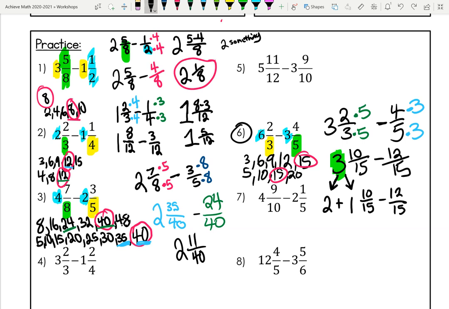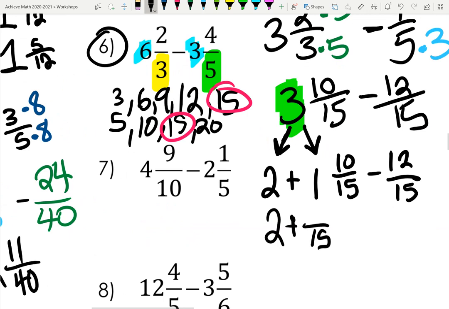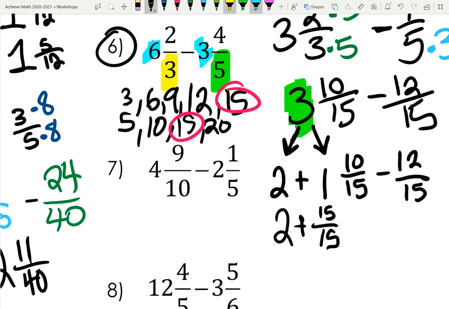I'm going to be flexible and change this 1 to be a whole in the denominator of 15. I did all that work. I want everything to have a denominator of 15. And I'm going to represent that whole as 15 over 15. What is 15 divided by 15? Well, any number divided by itself is 1. So now I have 2 and 15/15 plus 10/15 minus 12/15.